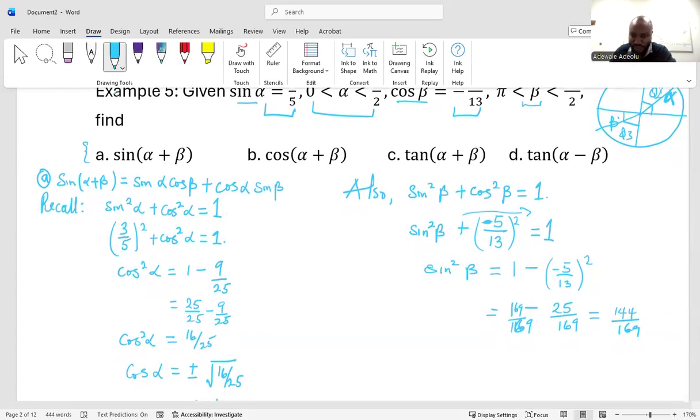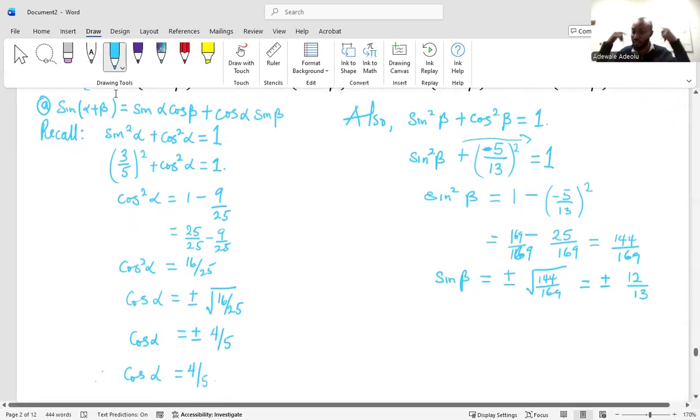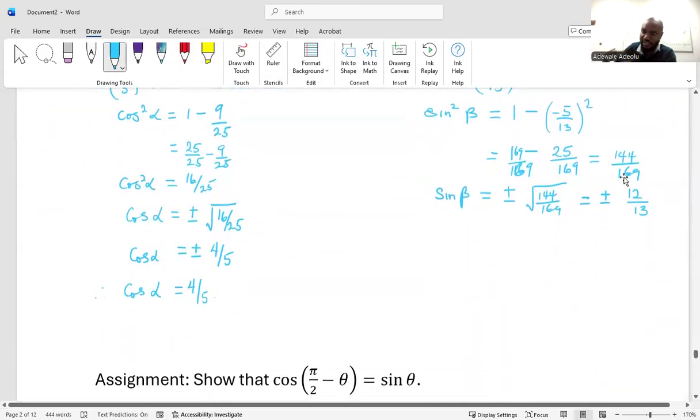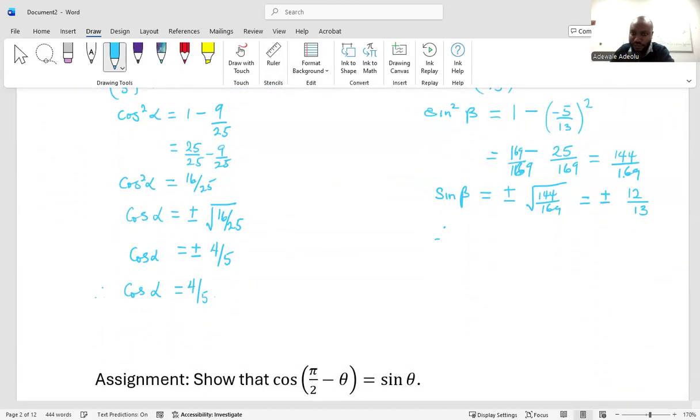And it turns out that sine of beta is plus or minus the square root of 144 over 169, which is plus or minus 12 over 13. You should know the square root of this in your head. Now, beta is in the third quadrant, meaning that sine is negative in the third quadrant. Therefore, sine of beta is minus 12 over 13.